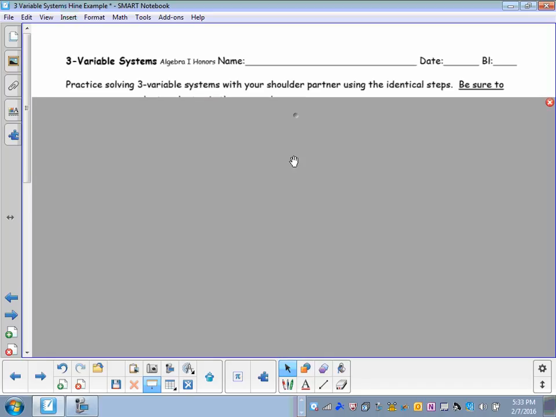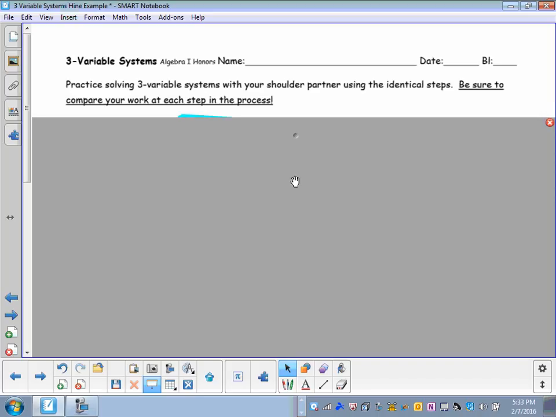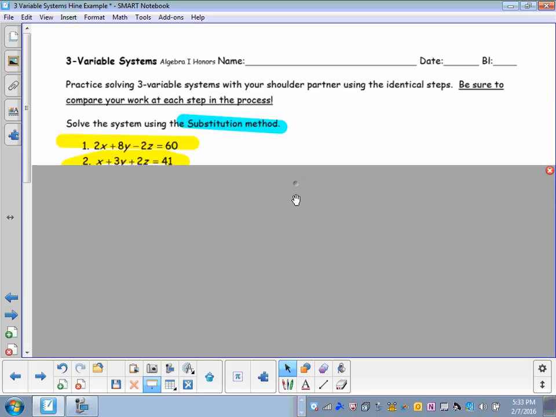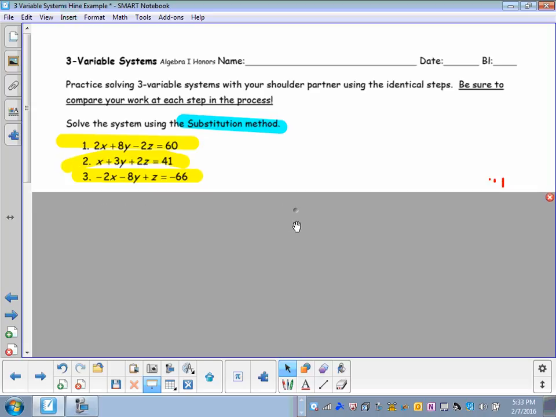We're going to practice solving a three-variable system with your shoulder partner using the identical steps. Be sure to compare your work at each step in the process. So just watch as I show you an example similar to the one you'll be working on.